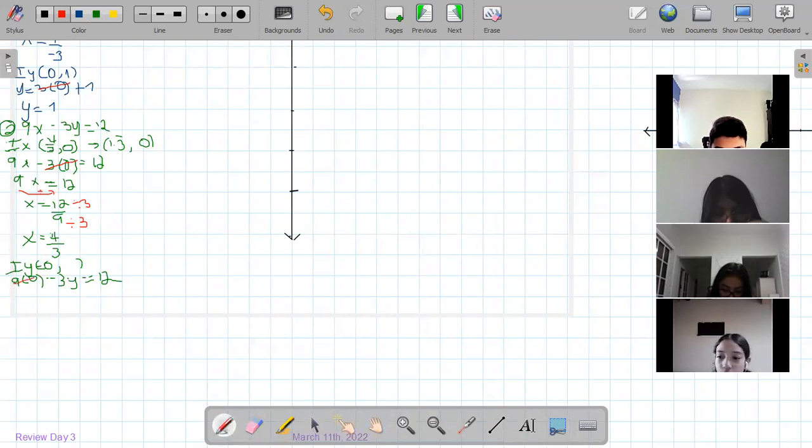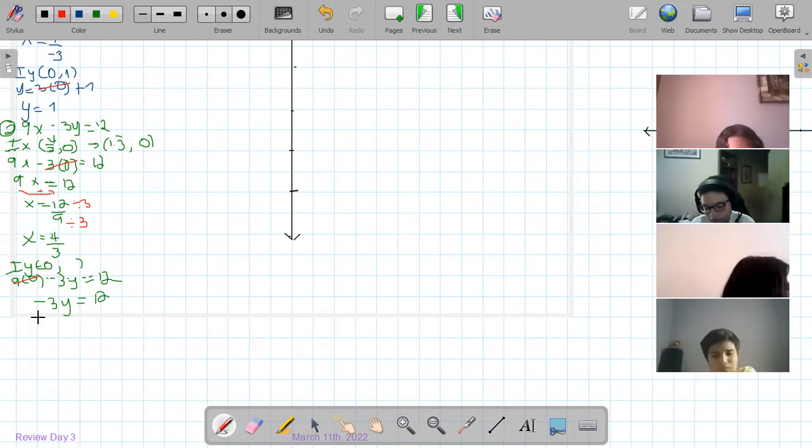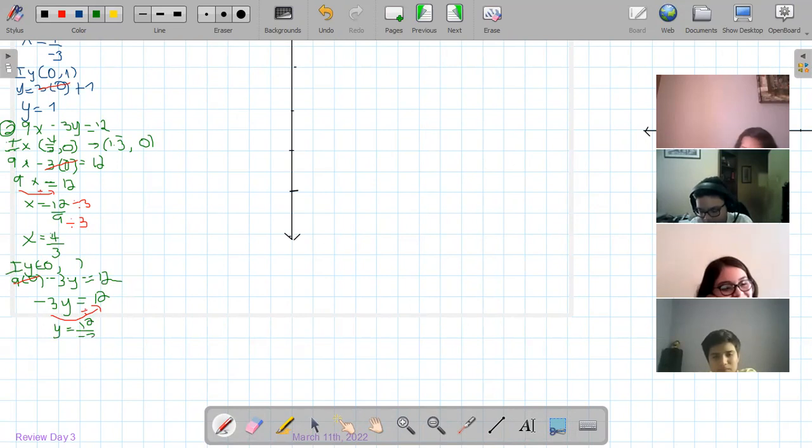9 times 0, that's 0. So I'm left with negative 3y is equal to 12. Remember, I need to leave the variable y alone on one side. So this negative 3 passes dividing, and we carry the sign. So y is equal to 12 divided by negative 3.